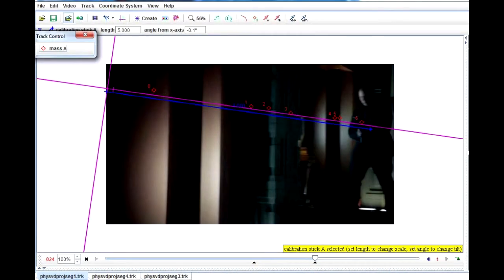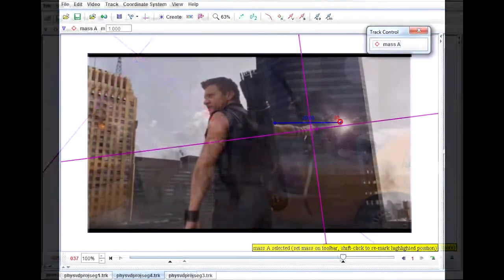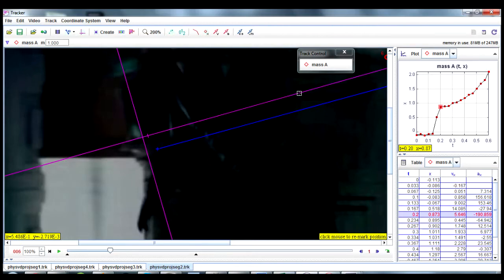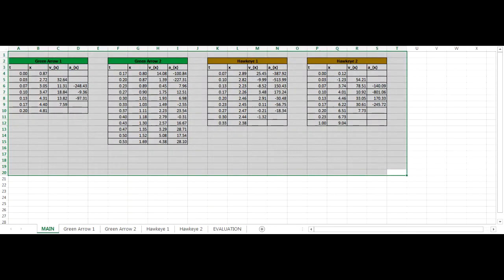So, how will we do this? We will use the freeware Tracker to analyze 4 different video clips, which are taken from the internet. This was done precisely and carefully. After which, the resulting data was copied onto a Microsoft Excel spreadsheet for evaluation.